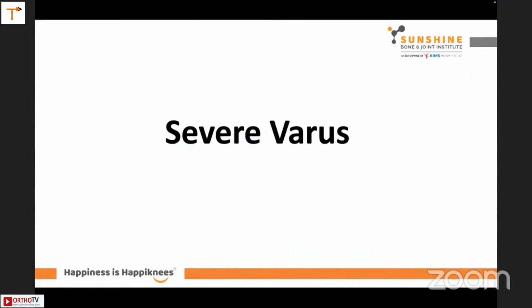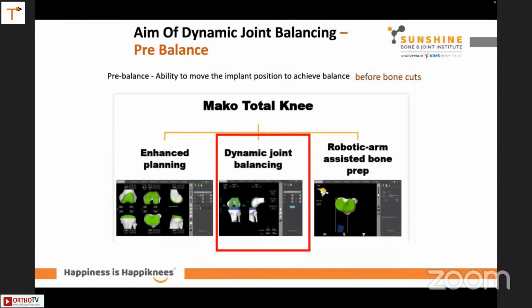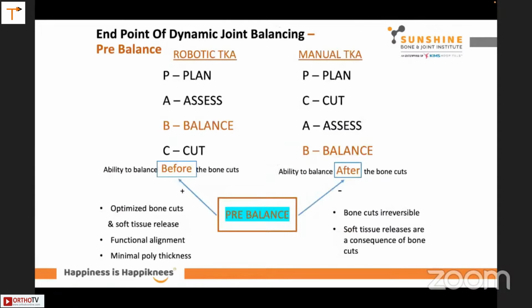So can we do severe varus cases with the robot? A lot of people said, yeah, we can do the same thing with regular knees, but what about severe varus, severe deformities? Can they be helped with this or not? First you have to understand the concept of pre-balancing. It's the ability to move the implant position to achieve balance, just like Dr. Nilen Patel sir has mentioned, before the bone cuts. So before cutting itself, you're able to balance just by adjusting the implant.